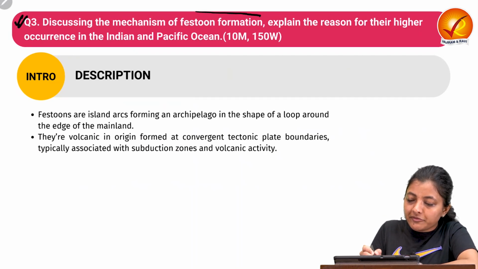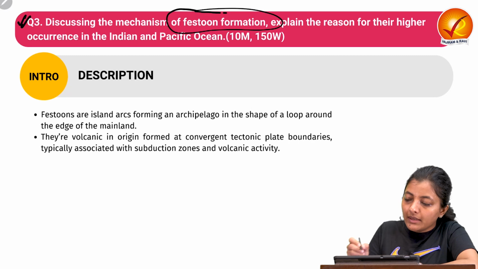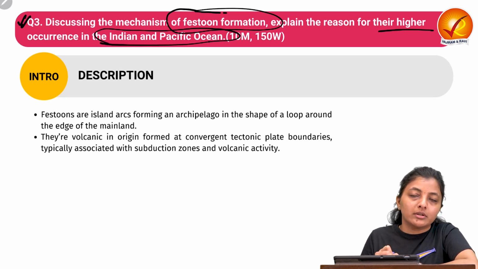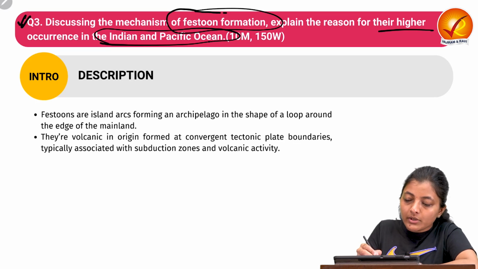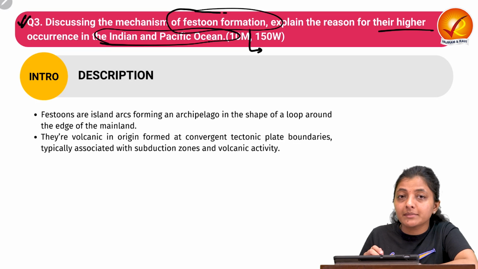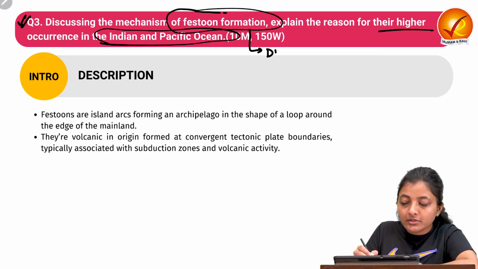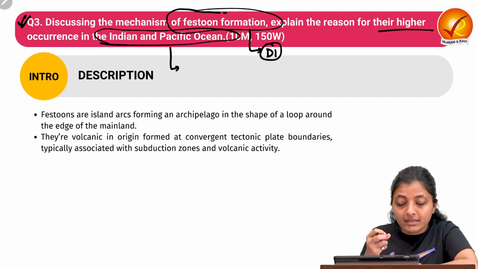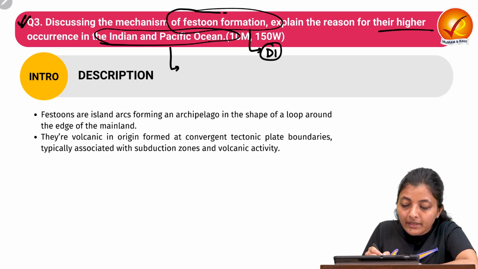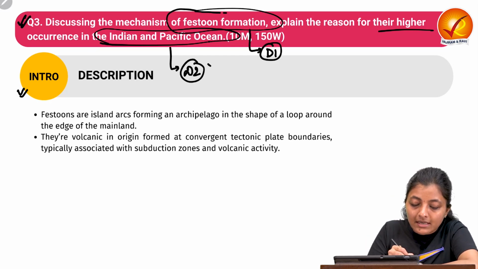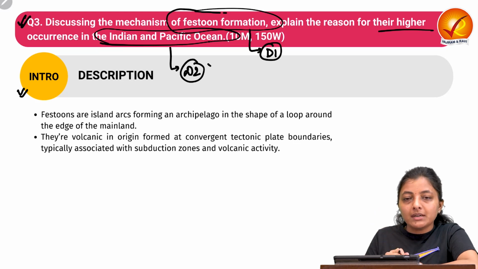Okay, now let's move on to the third question. Discussing the mechanism of festoon formation, explain the reason for the higher occurrence in the Indian and the Pacific Ocean. So the question has two demands. First, we need to define the mechanism behind this festoon formation. So this is demand 1. And the second part is asking why the occurrence of these festoon formations is higher in the Indian and the Pacific Ocean. So this is demand 2. Okay. So let's start with the introduction part.